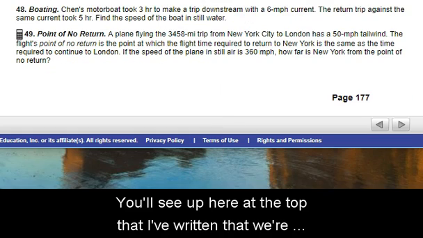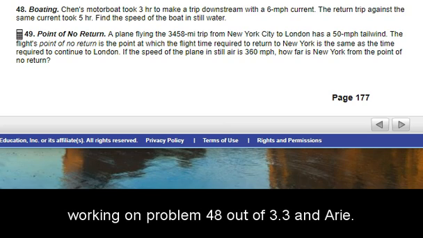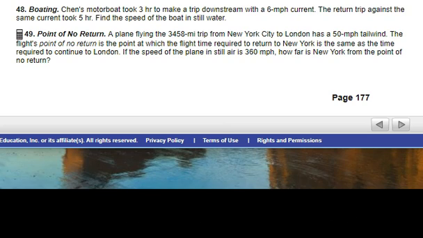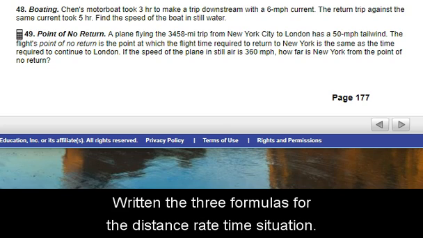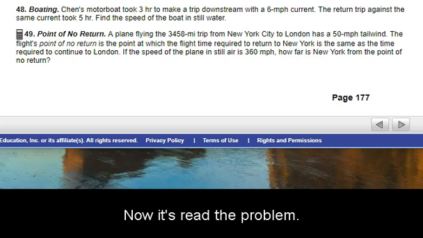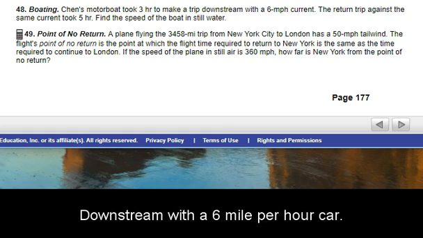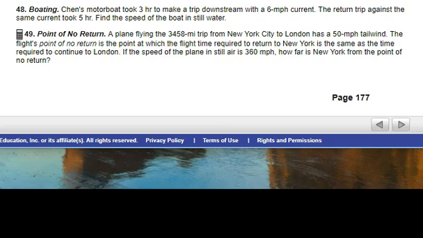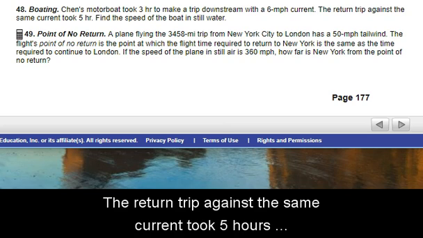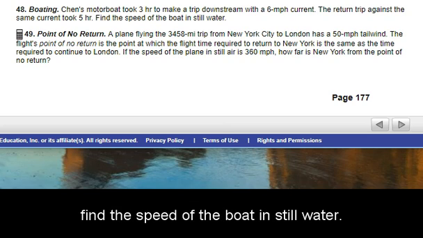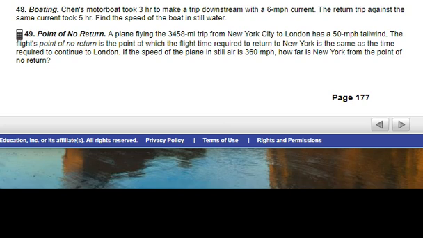You'll see up here at the top that I've written that we're working on problem 48 out of 3.3, and I've rewritten the three formulas for the distance, rate, time situation. Now let's read the problem. Chen's motorboat took 3 hours to make a trip downstream with a 6 mile/hour current. The return trip against the same current took 5 hours. Find the speed of the boat in still water.